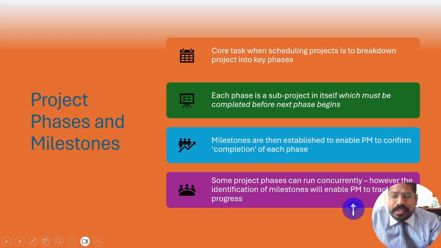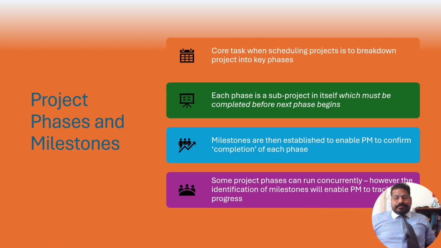Some project phases can run concurrently. However, the identification of milestones will enable the PM to track progress. So there may be certain activities which are done in a parallel way. Let's say this is known as crashing.